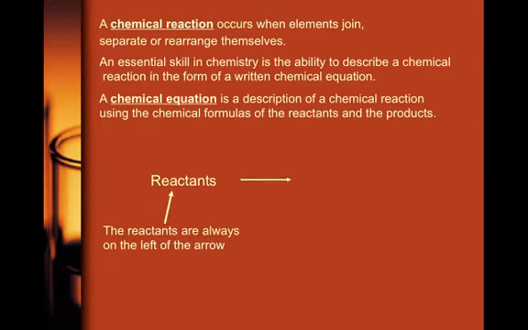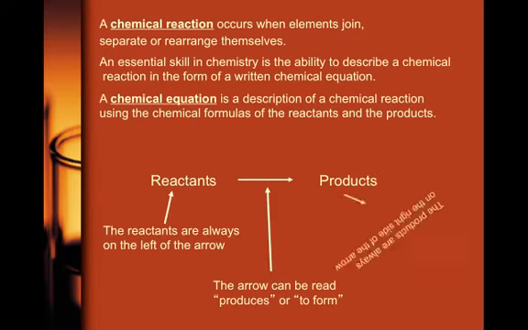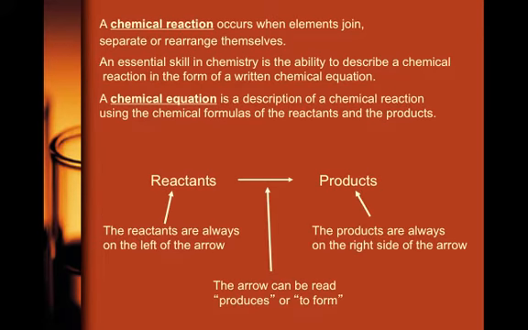The basic form is that the reactants are on the left and the products are on the right. The arrow that separates the reactants and products, you can read as to form or to produce or to create maybe, but that's going to be your dividing point.